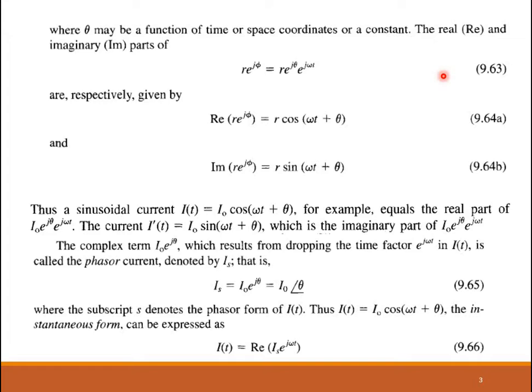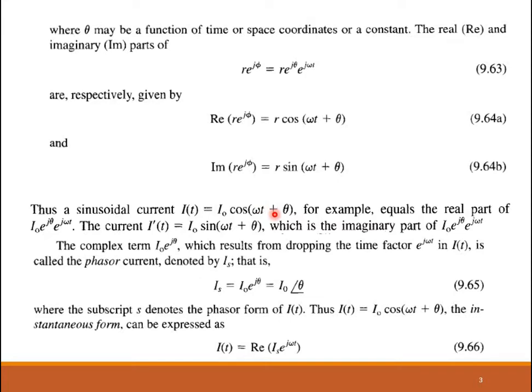So what is the real part of r e raised to j phi? The real part will be the cos term, r cos(omega t plus theta), and the imaginary part is going to be r sine(omega t plus theta). So what does this imply? Supposing I'm representing a current I of t, so that is the instantaneous value. If that is represented as I0 cos(omega t plus theta), what is this implying?